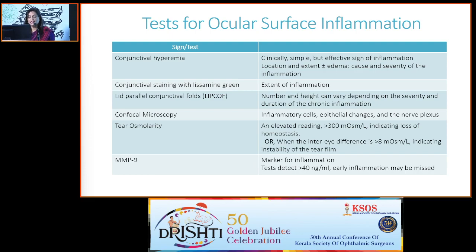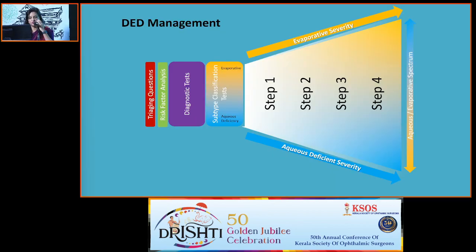Tear osmolarity, I think, is important, but I think it is more an effect rather than the cause of the dry eye. And I also feel, I did go through the first half, that it is slightly overrated. But then, of course, if it becomes normal, then it helps you to know that your treatment is working. MMP9, which again is not very specific because it has to go really high to be detected and to say that there is some inflammation present.